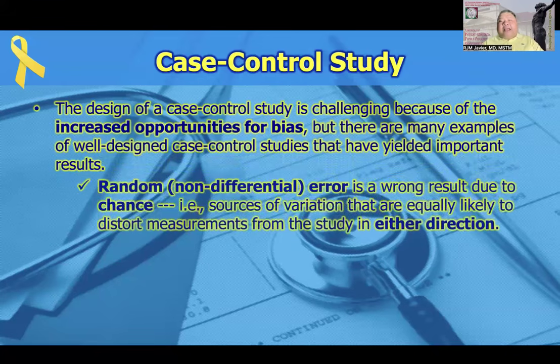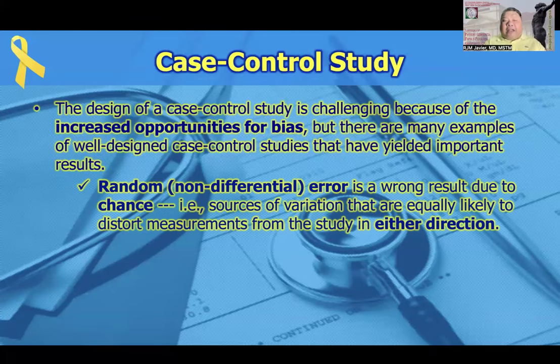Random error is a wrong result due to chance, due to unfortunate circumstances, and because this variation can equally distort measurements of both the exposure and the outcome variable, a random error can shift the relationship of the exposure or the outcome variable in either direction. It can make the true relationship stronger, or it could make the true relationship weaker to a certain degree. That's your random non-differential error.